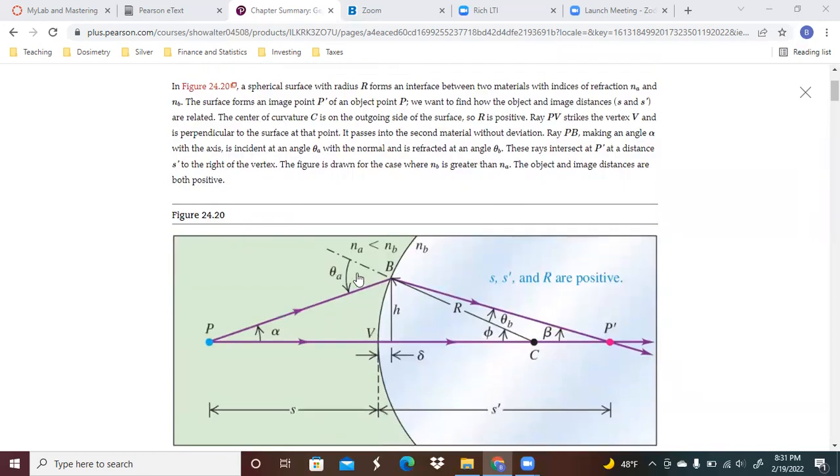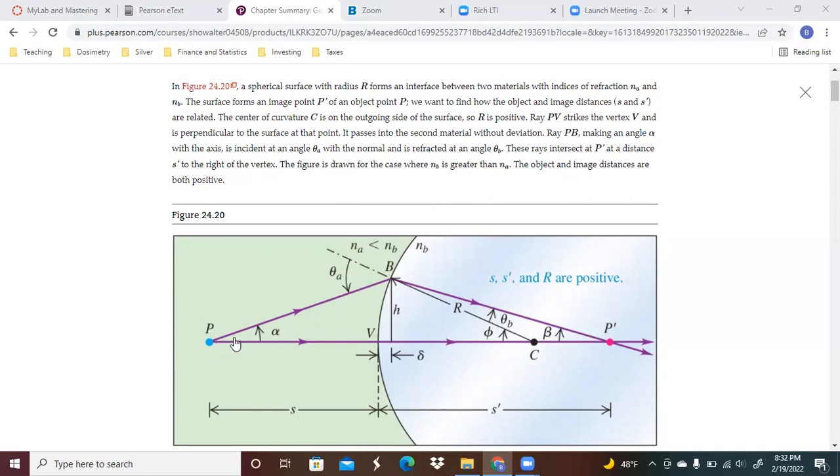So in this particular figure, we've got a spherical surface with radius R that forms an interface between two materials with indices of refraction n_a and n_b. Out here, n_a, the index is less than what it is here. The surface forms an image point P prime of an object P, and we want to find how the object and image distances are related. The center of curvature is on the outgoing side of the surface, so R is considered to be positive.